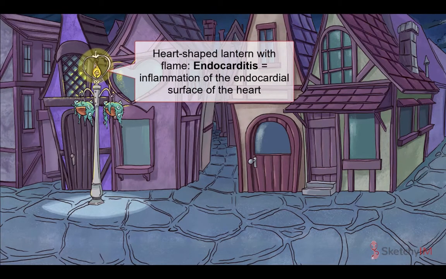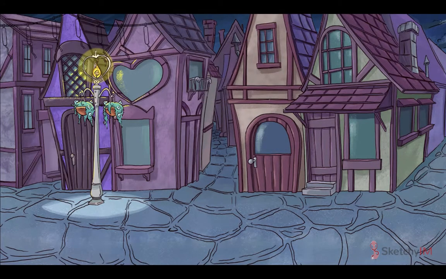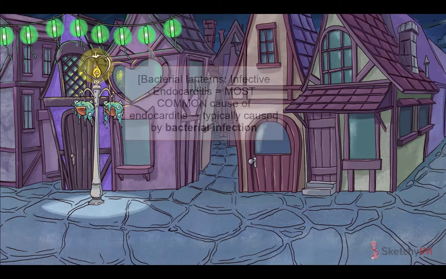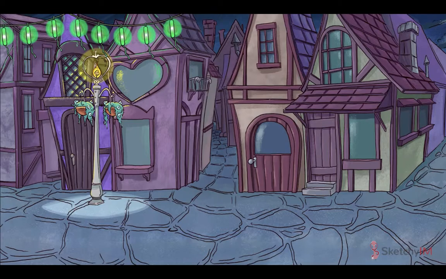At Sketchy, endocarditis is represented by our recurring symbol, the lantern with a heart-shaped flame. For the most part, when we use the term endocarditis, we actually mean infectious endocarditis, an infection of the endocardial surface of the heart. IE is the most common cause of endocarditis and is usually caused by a bacterial infection. Hence our recurring sketchy symbol, the bacterial lantern strung up over this old-timey town square.